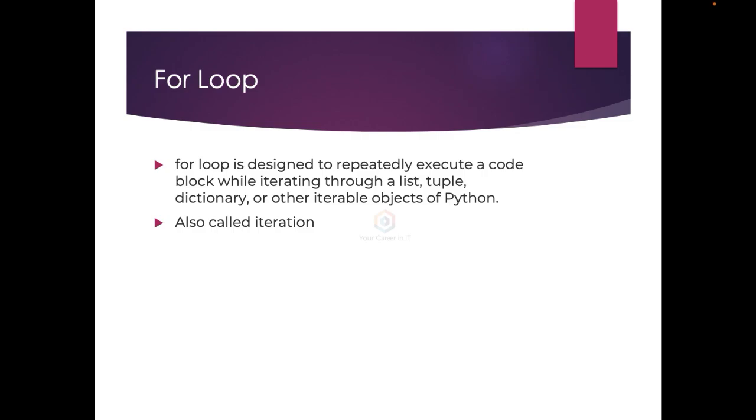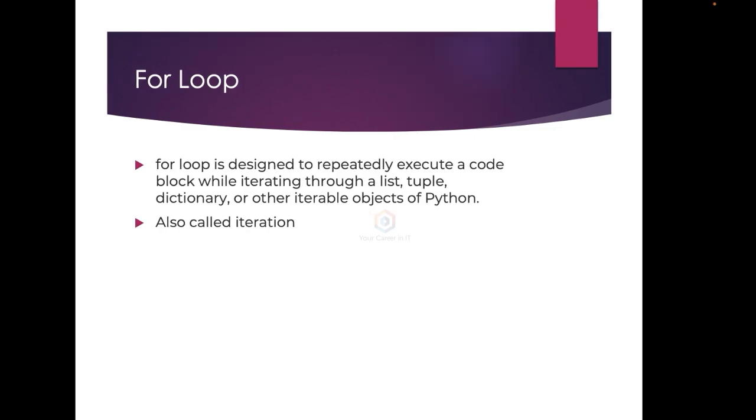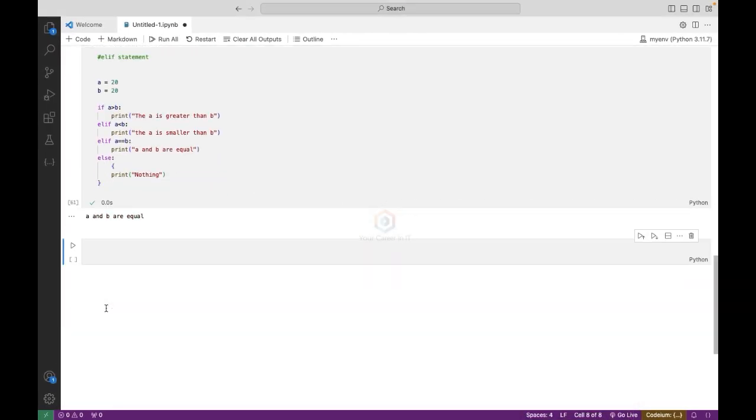Okay, so the for loop. A for loop is designed to repeatedly execute a code block while iterating through a list, tuple, dictionary, or other iterable object of Python. So it's also called iteration. Okay, let's go to our screen.